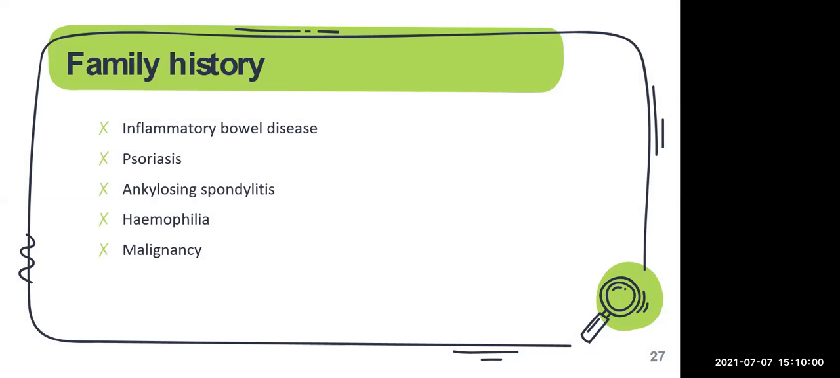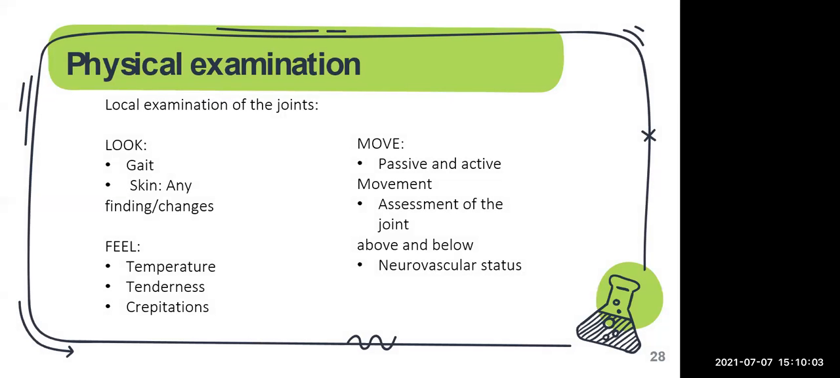Okay, so for physical examination, next. First, we need to examine locally at the joint first. So through look, feel, and move. So first one, look at the gait, if there's any abnormality, if there's any skin changes at the joint, okay? And then feel, you palpate and see for the temperature, if it is warm, tender, or if there's any crepitation. And then move, look at the joint on passive and active movement. And then assess the joint above and below as well, and also check for the neurovascular status of the joint as well. Okay, next.